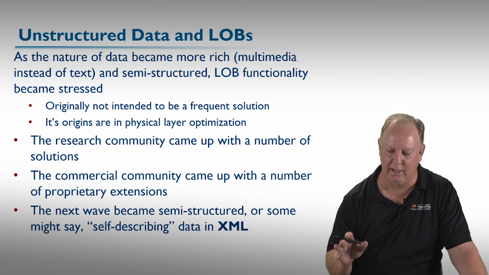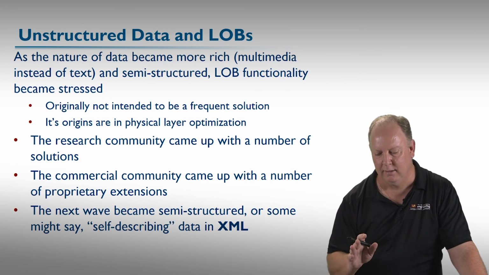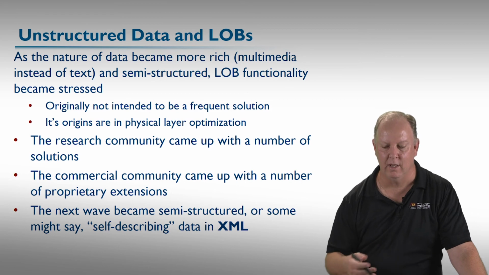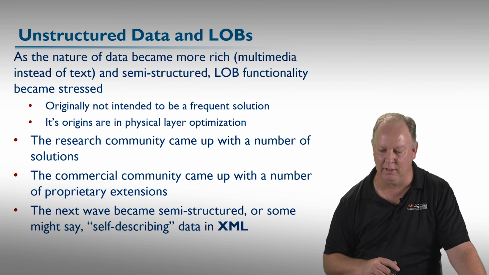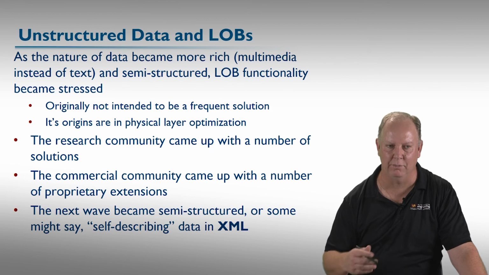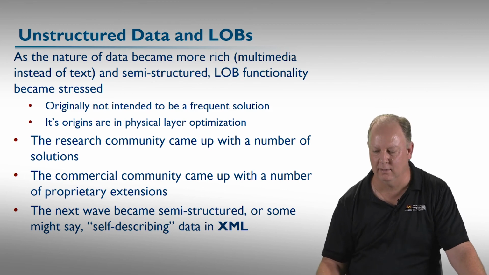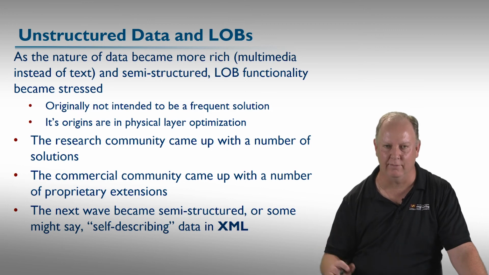Okay, so that unstructured data and large objects, again, part of the evolution. As the nature of data became more rich, more multimedia, more data that would carry its own metadata. So this data that's semi-structured, maybe it's hybrid, part multimedia, part text, part different kinds of multimedia in it, for example, this LOB functionality and facility became stressed. It really was going beyond its original intention, if you will. And it wasn't really expected to be used everywhere, right?